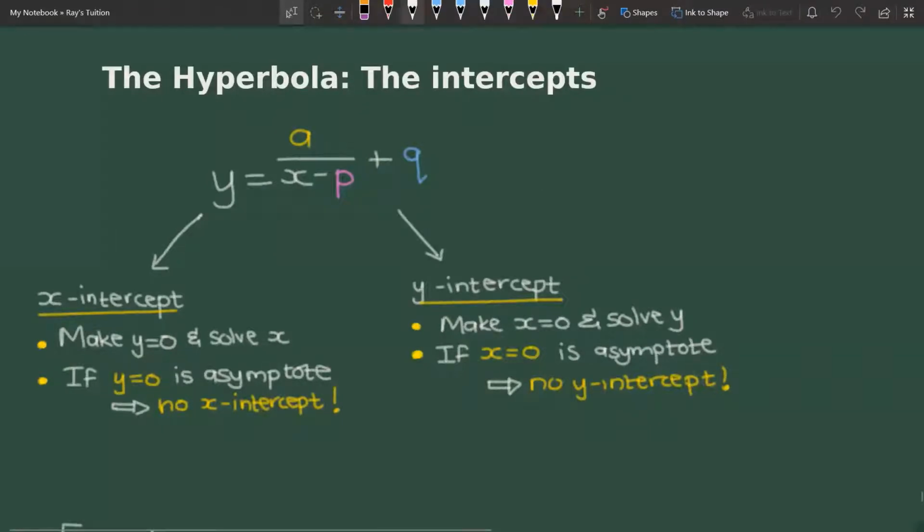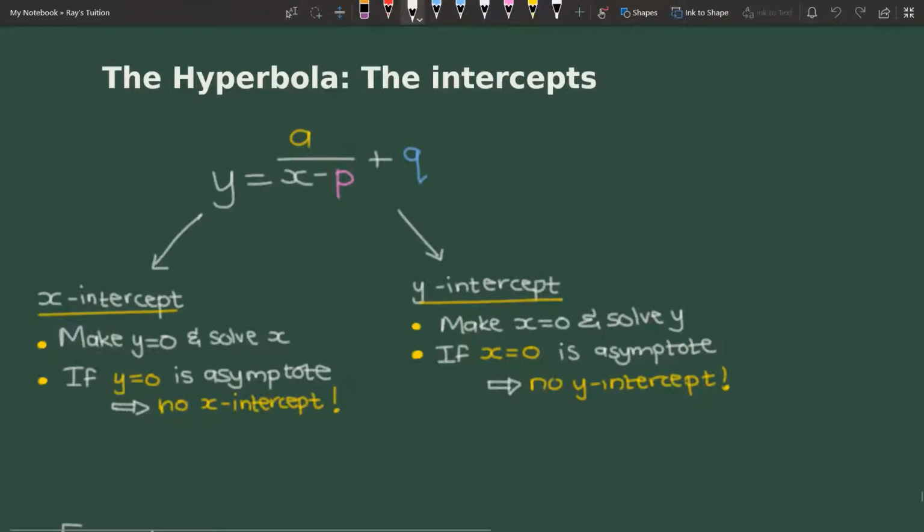Everybody, and welcome to this video on the hyperbola. In this video, we will be having a look at the intercepts of the hyperbola. There are two types of intercepts that we look at in this video: the X-intercept and the Y-intercept. To get the X-intercept, we make Y equal 0 and solve for X. And if we would like to get the Y-intercept, we make X equal 0 and solve for Y.